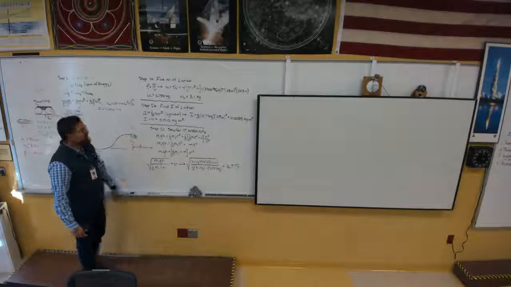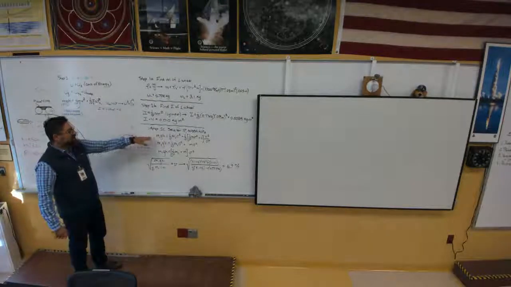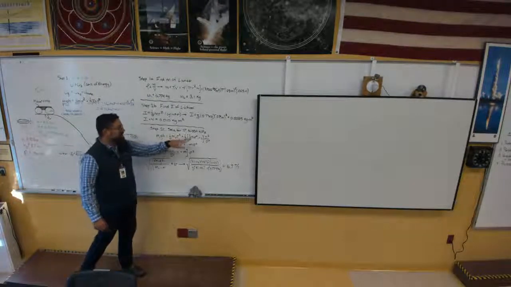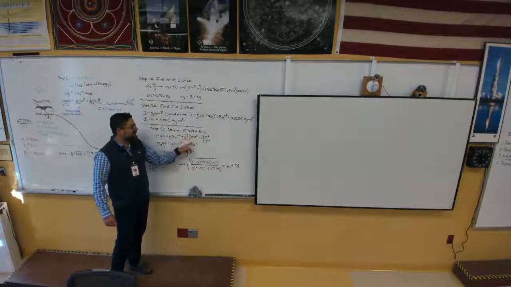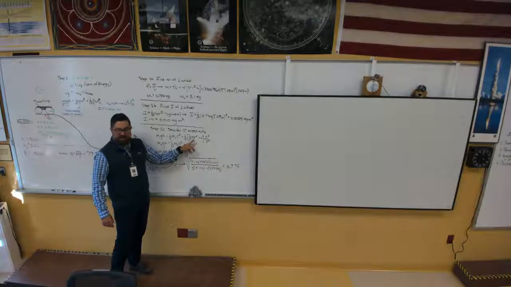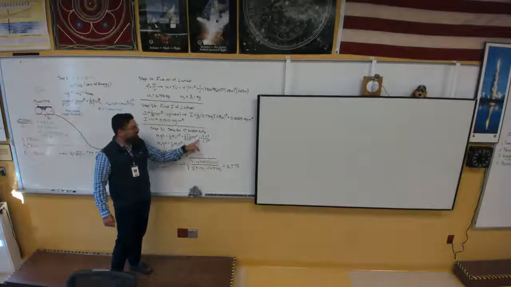Step 1C is now, okay, we have our expression: gravitational potential energy, translational kinetic, rotational kinetic. Look at the system of substitutions that's done here. We get 1/2 little m, which is the mass of one of the wheels, times little r squared, which is the radius of one of the wheels, times 4.